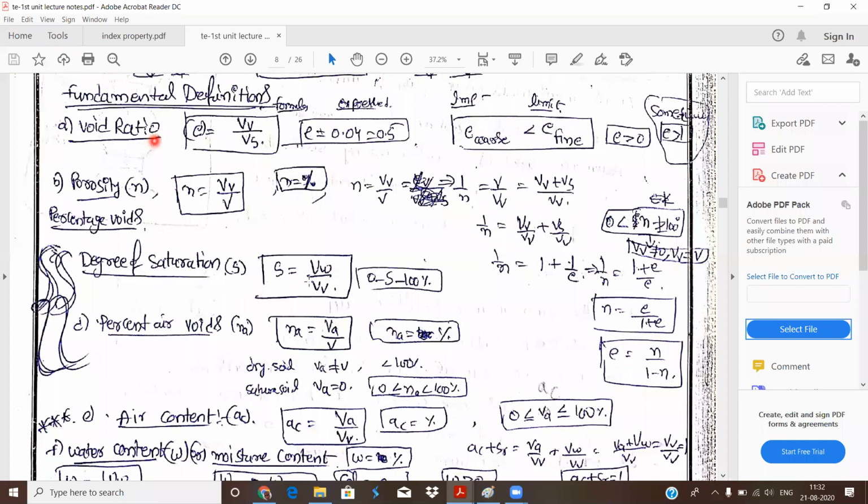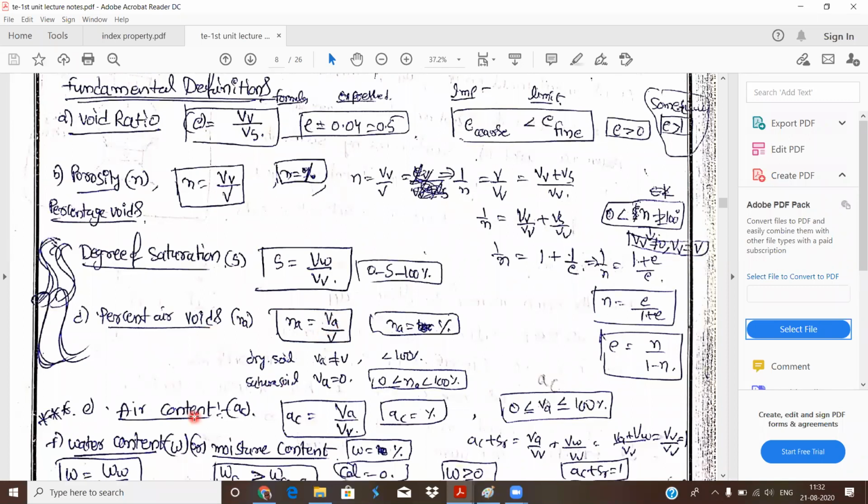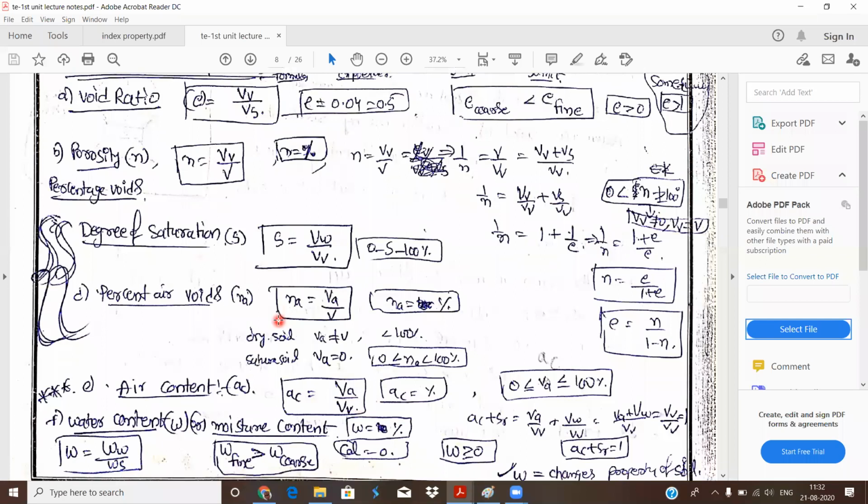Next one, degree of saturation: the ratio of volume of water to the volume of voids. Next one, percentage air voids. Percent means total volume, so remember that: the volume of air by total volume of soil. Next one, air content, the air available in the soil: volume of air by volume of voids. So all of you must remember and keep this in mind. Okay, next one, water content.